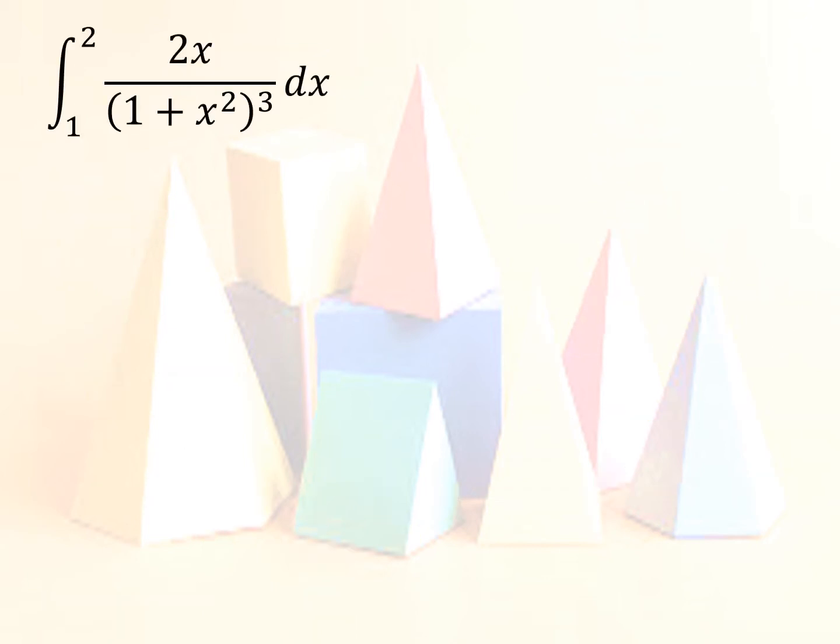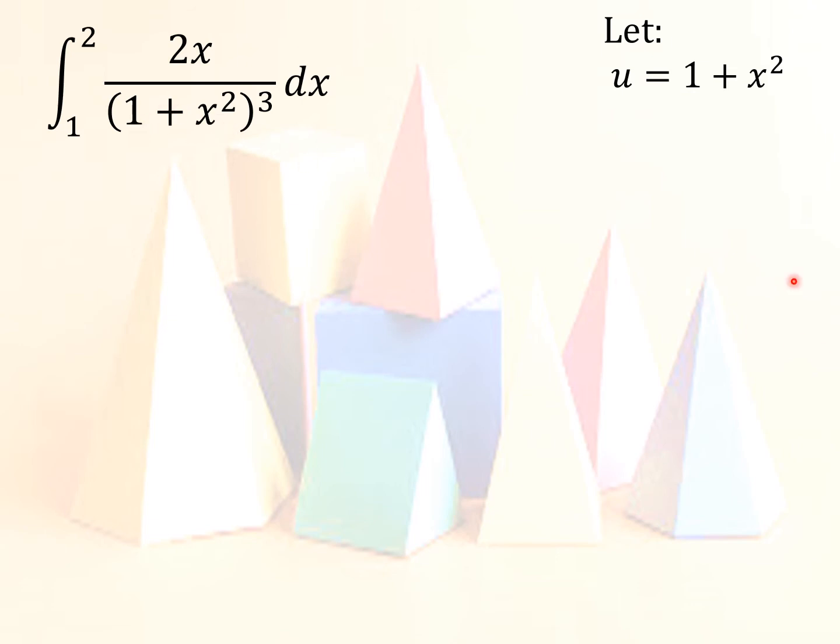Now let us have example number 3. We are going to integrate 2x over (1 plus x squared) to the third power, dx from 1 to 2. Sometimes it's difficult to read integration, so bear with me. The first step, we are going to have our u. Let u be equal to 1 plus x squared. I got it from the denominator.